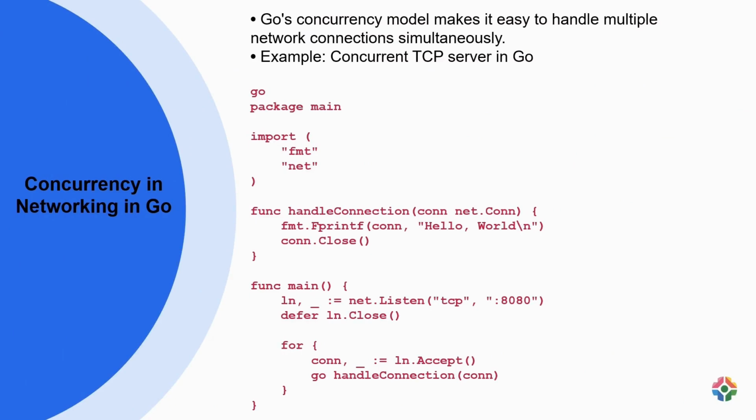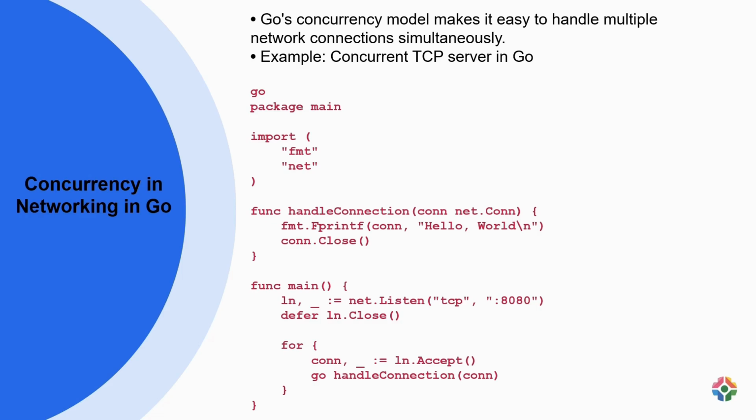Go's concurrency model allows for efficient handling of multiple network connections concurrently. By leveraging goroutines, Go enables developers to create highly scalable network servers with ease. The example provided showcases a simple TCP server implemented in Go. The main function sets up a listener to accept incoming connections. Upon accepting a new connection, a goroutine is spawned to handle the connection concurrently, while the main loop continues accepting new connections. This ensures that the server can handle multiple clients simultaneously without blocking the main execution.